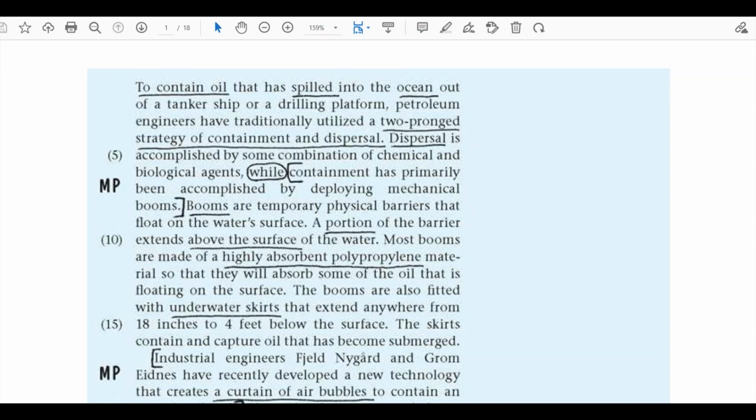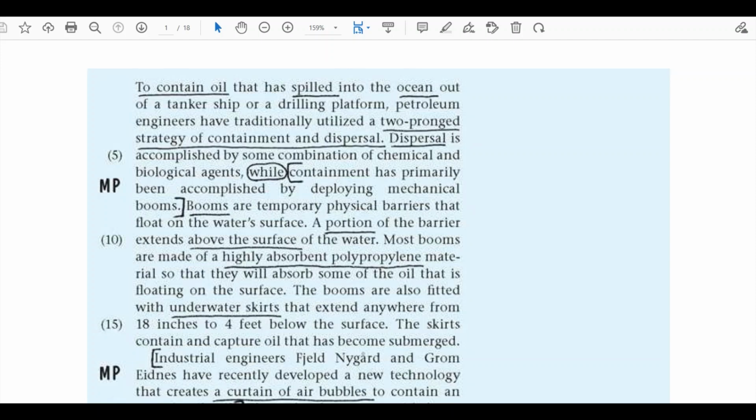To contain oil that has spilled into the ocean out of a tanker ship or a drilling platform, petroleum engineers have traditionally utilized a two-pronged strategy of containment and dispersal. Dispersal is accomplished by some combination of chemical and biological agents, while containment has primarily been accomplished by deploying mechanical booms.